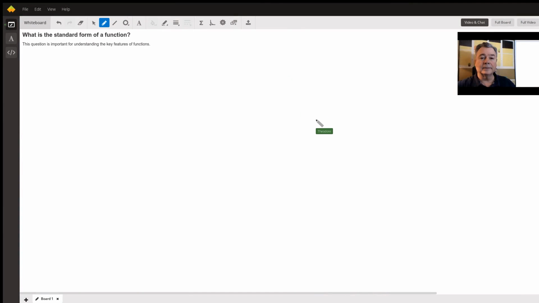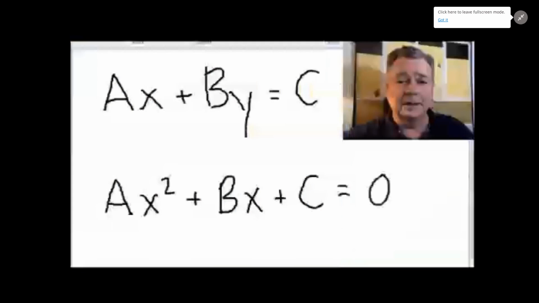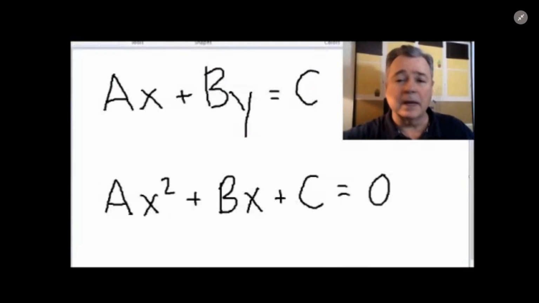The standard form of a function depends on what type of function it is. For example, the standard form of a linear function is ax plus by equals c. And the standard form of a quadratic function is ax squared plus bx plus c equals 0. In both functions, letters a and b refer to coefficients, and c is a constant.